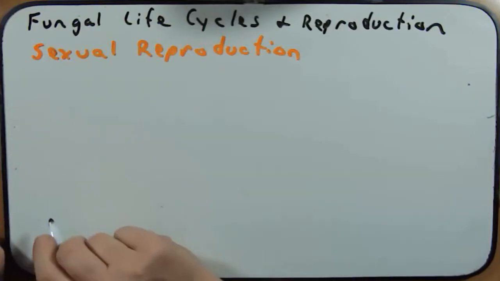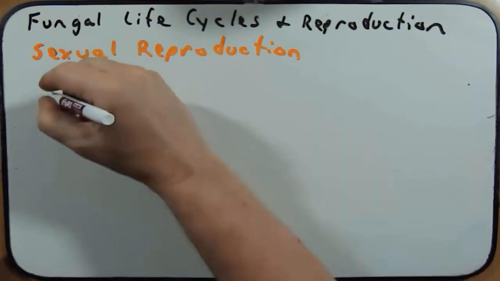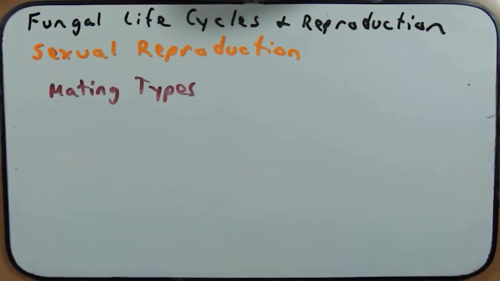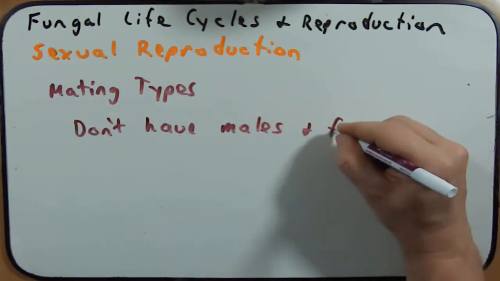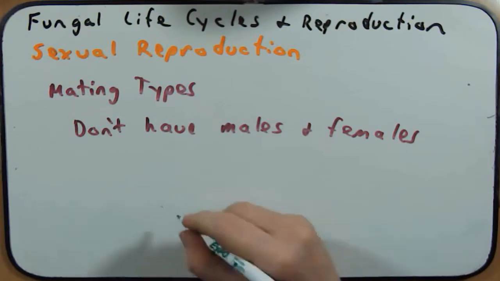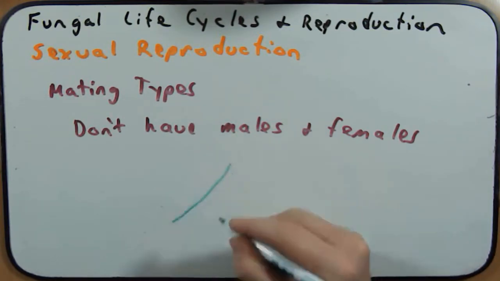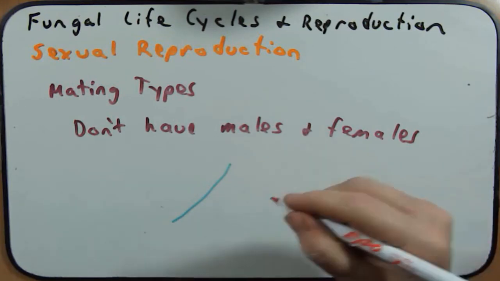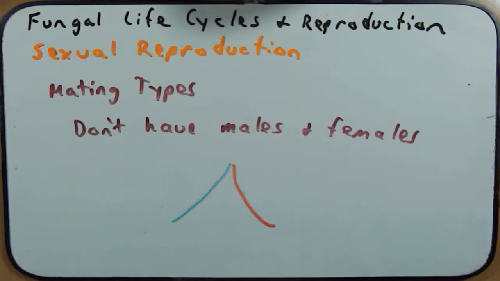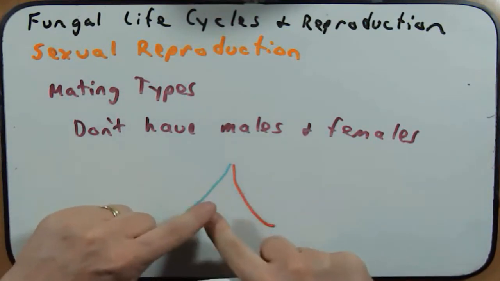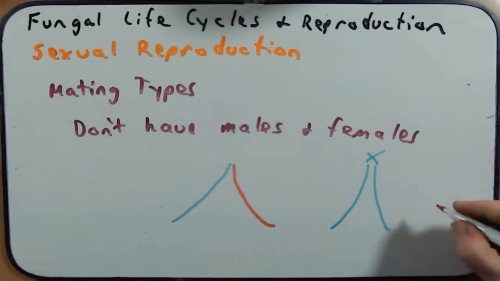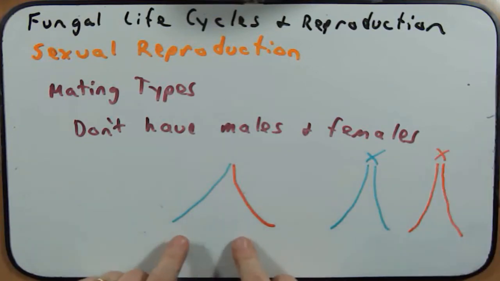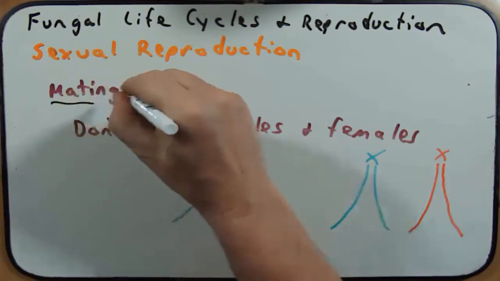Now, one more thing I'm going to talk about as we think about sexual reproduction are mating types. Remember, fungi don't have males and females. So how is it that when we had this one hypha growing towards a food source or towards something, and this other one moving also in that same direction, how did they know that they were different? How did they know that they could fuse with each other? Two green hyphae would not fuse together, and two red hyphae would not fuse together. They fuse together because they are different mating types.